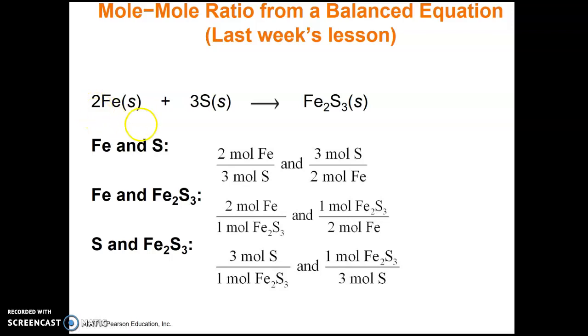So you can say this is a 2 to 3 ratio, 2 moles of iron for every 3 moles of sulfur. You can also write it the other way and put the 3 on top, 3 moles sulfur for every 2 moles of iron. If you compare iron to iron 3 sulfide, it's the same thing. Look at your front coefficients. 2 moles of iron are needed to give you 1. Remember, when there's not a number, that just means a 1 coefficient. 1 mole of iron 3 sulfide.